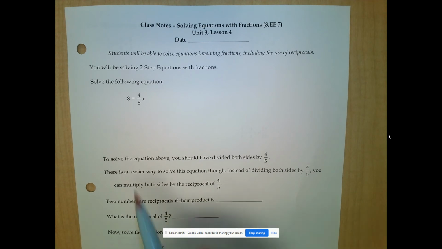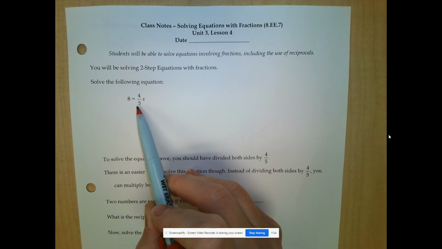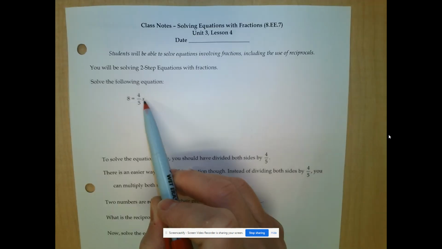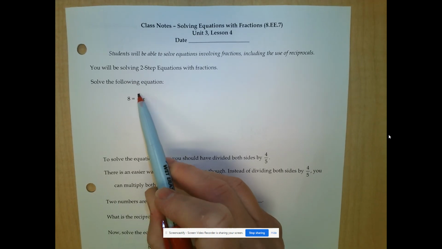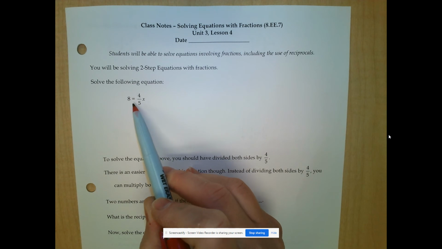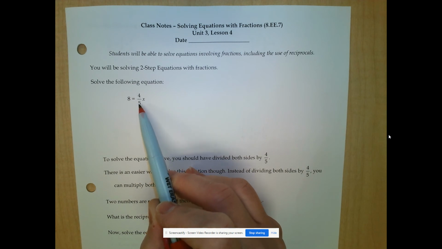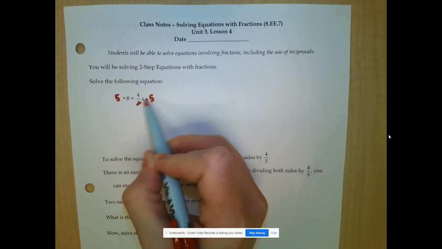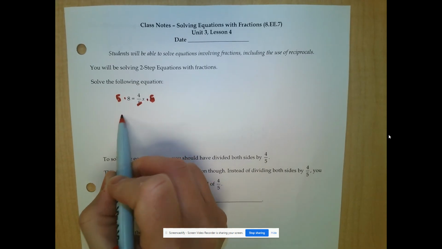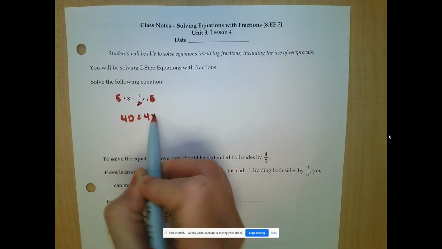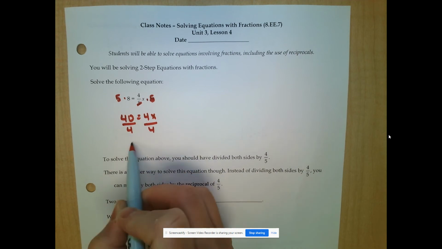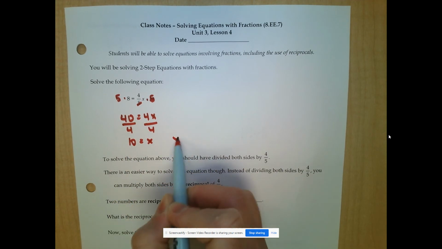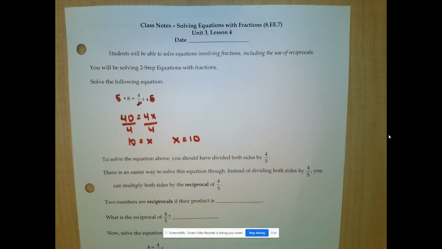One way to go about doing this is to recognize that this equation has a fraction that's being multiplied by the variable. And anytime you see something like 4 divided by 5, where you've got this fraction bar and you can see that it clearly has divided by 5, we could multiply both sides by 5. That would give us 5 times 8, which is 40, equals 4x. And then we could divide both sides by 4 and get 10 equals x. Not too hard, right? There is another way that we can do it in one step.